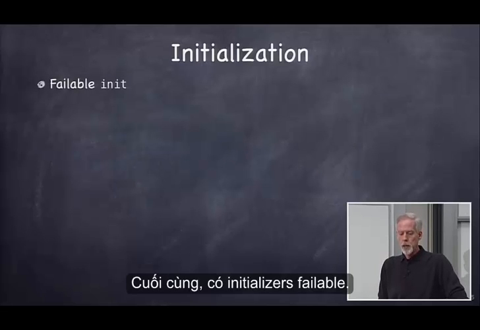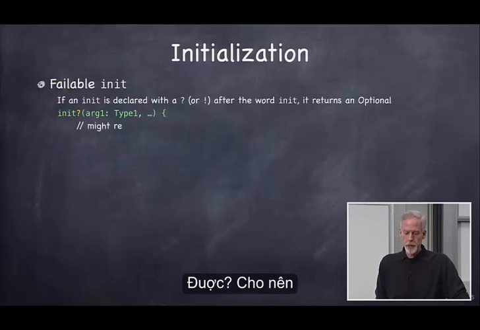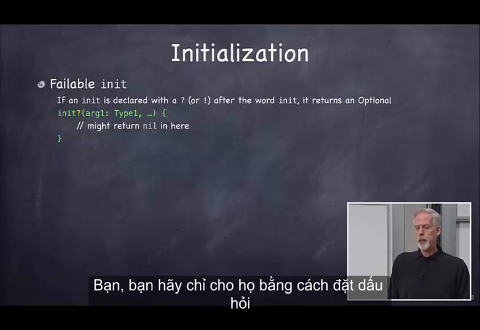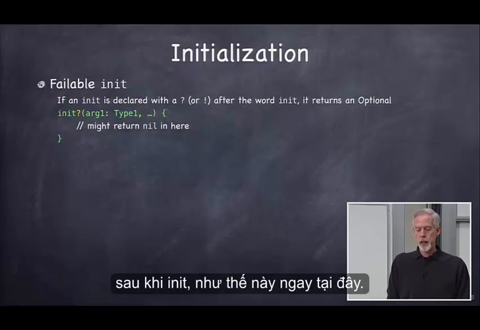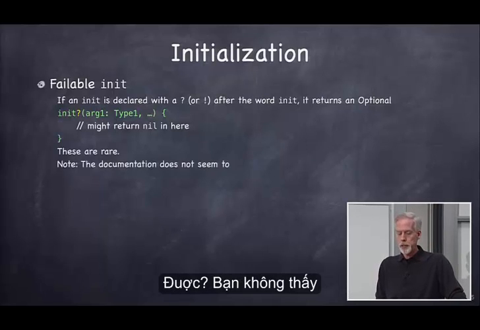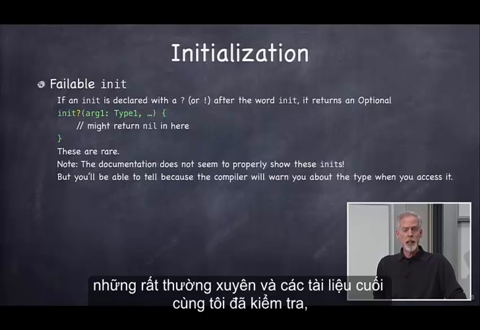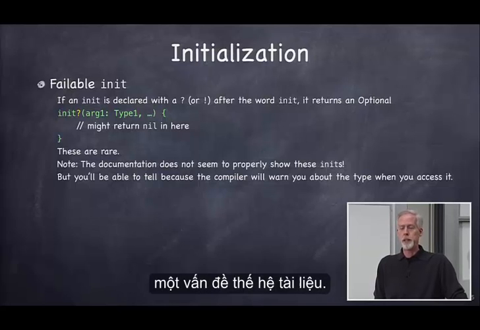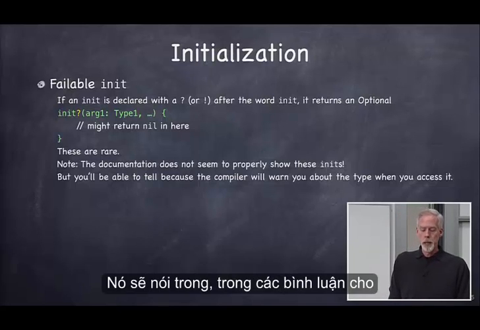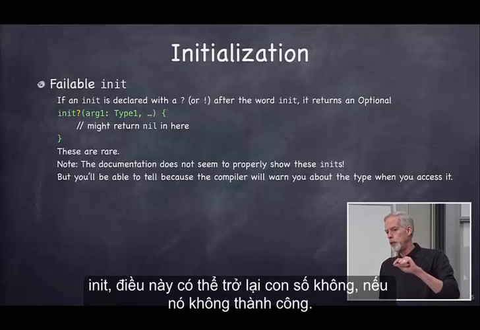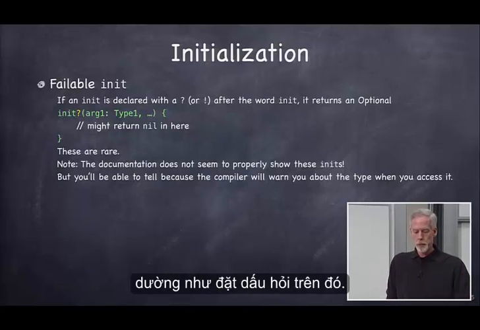Okay? Finally, there's failable initializers. Okay? So some initializers are allowed to fail and return nil. Okay? You designate them by putting a question mark after the init like this right here. Now this is pretty uncommon. You don't see this very often. And the documentation, last I checked, doesn't really show this very well. It doesn't put the question mark in there. I think it's just a documentation generation problem. It will say in the comment for the init, this can return nil if it fails, but it doesn't seem to put the question mark on there.